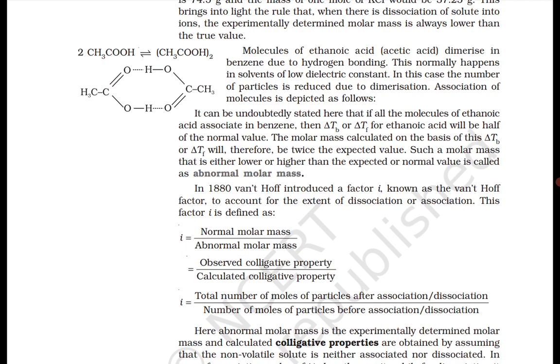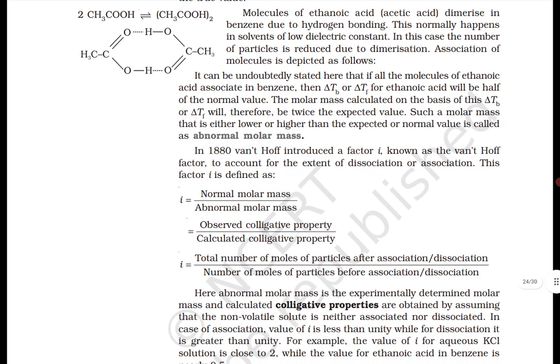Molecules of ethanoic acid (acetic acid) dimerize in benzene due to hydrogen bonding. This normally happens in a solvent of low dielectric constant. In this case, the number of particles is reduced due to the dimerization. Association of molecules is depicted as follows.